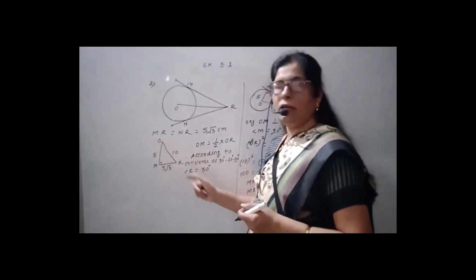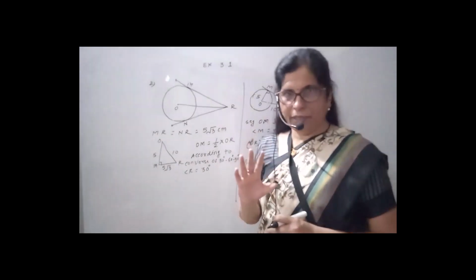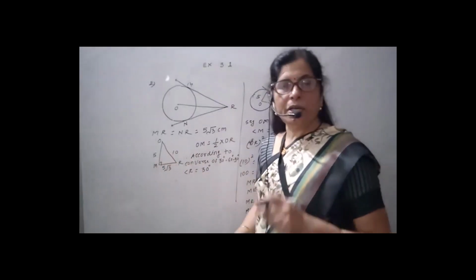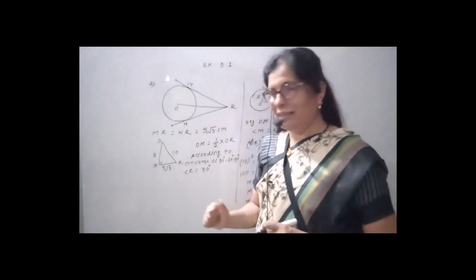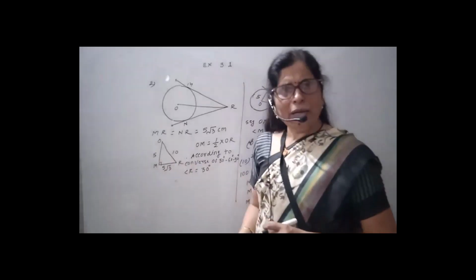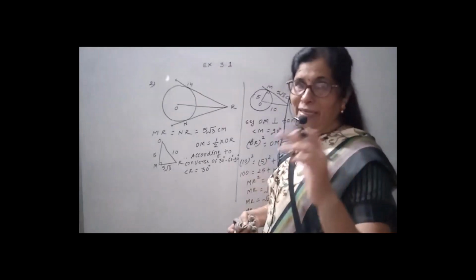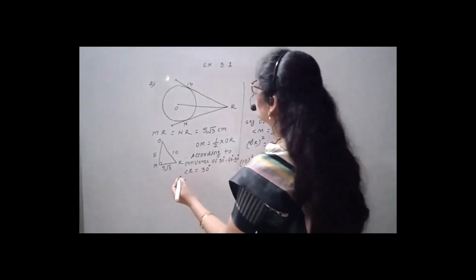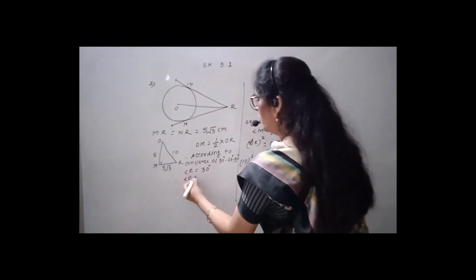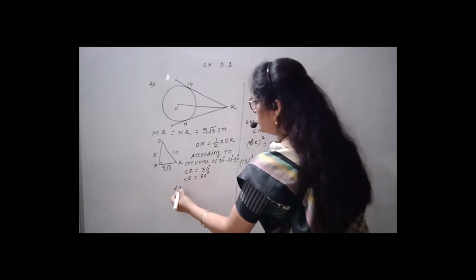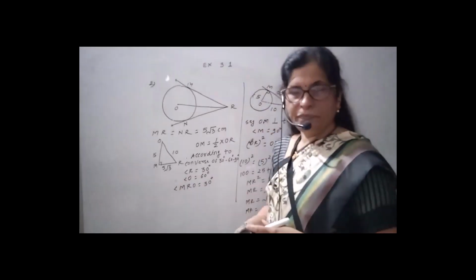Now see, here is triangle OMR, and the sum of the measures of all the angles in a triangle is 180 degrees. Now 90 degrees plus 30 degrees is 120 degrees. The sum of the measures of all angles is 180 degrees. The sum of the measures of these two angles is 120 degrees. 180 degrees minus 120 degrees is 60 degrees. So, what will be the measure of angle O here? Angle O is 60 degrees and the measure of angle MRO is 30 degrees. Thank you.